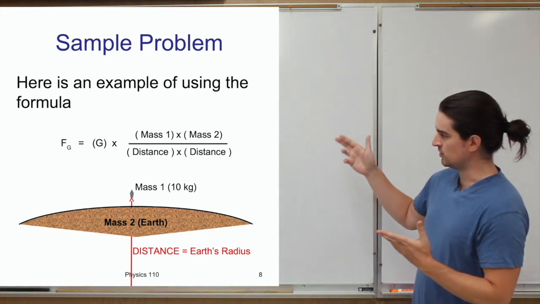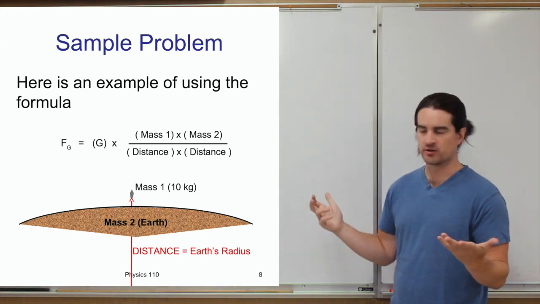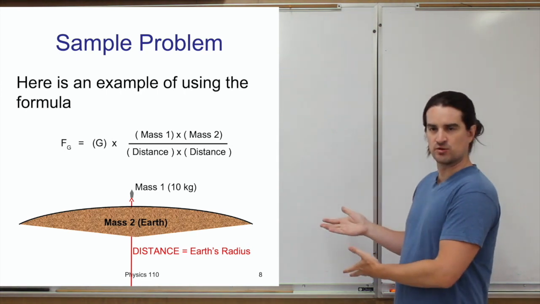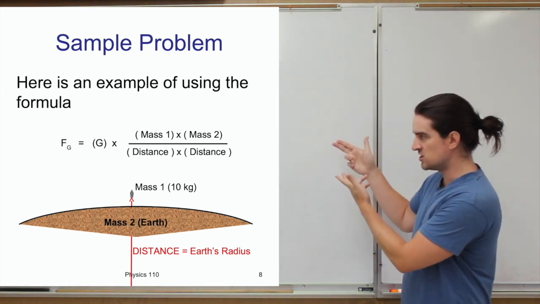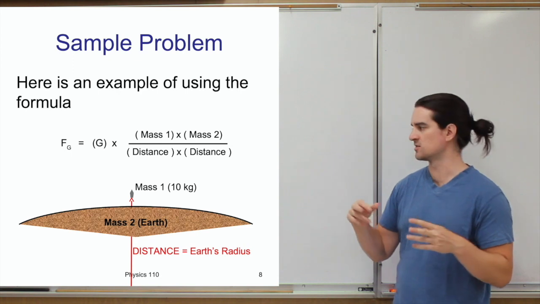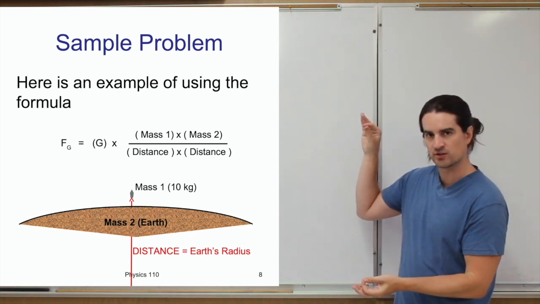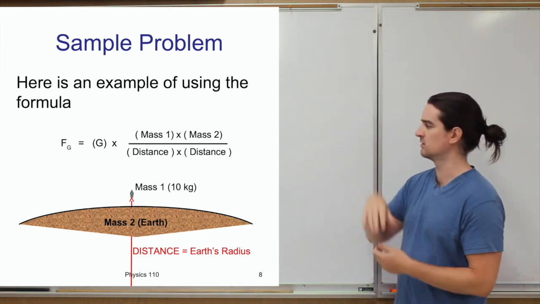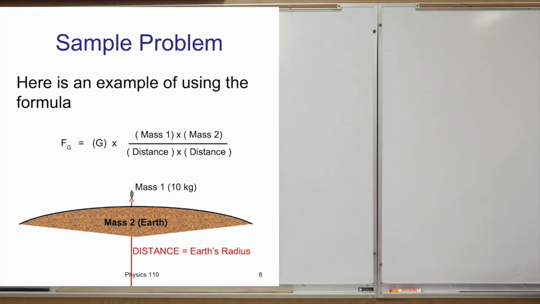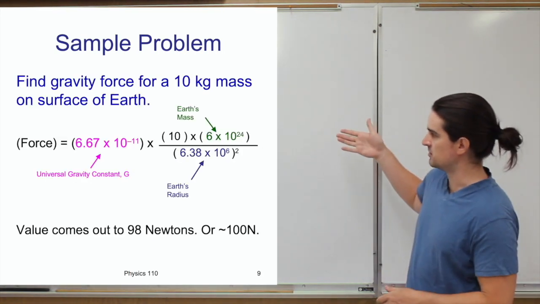Well, we know the mass of the iron is 10 kilograms. I'm going to tell you what the mass of the Earth is. And then we need to know the distance, meaning the distance between the center of the iron and the center of the Earth. So essentially the radius of the Earth. I'm going to tell you that as well. All right, so here you go.